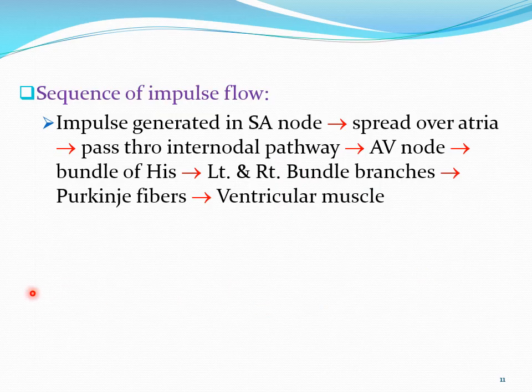Try to understand. In this slide, you can easily understand. Impulse is generated in the SA node, spreads over the atria, then comes to the AV node, then through the bundle of His, right bundle branch, left bundle branch to the Purkinje fibers, and then the current spreads over the ventricular muscle. So up to this point, students, we discussed how the cardiac impulse is conducted, and this is the property of conductivity of the heart.